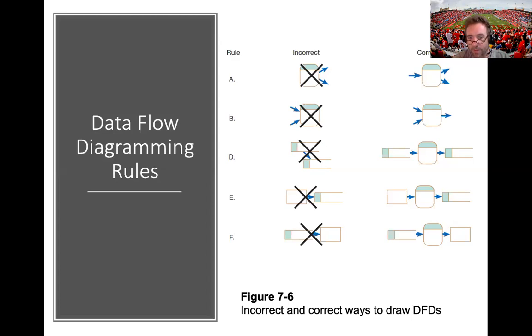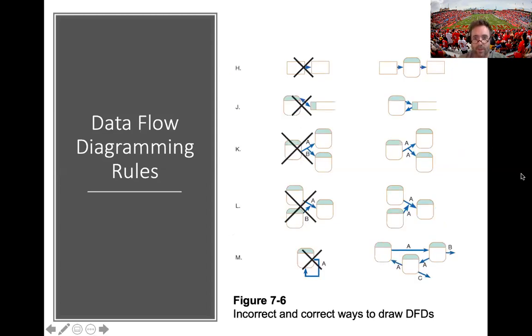We need to have a process in the middle. And similarly, we can't have a data source directly to a sink. We need to have a process in the middle. Let's see some more. What more do we have? We can't have source directly to sink.